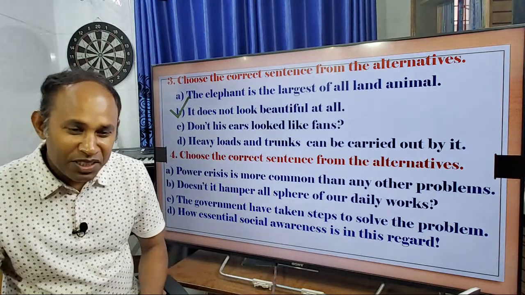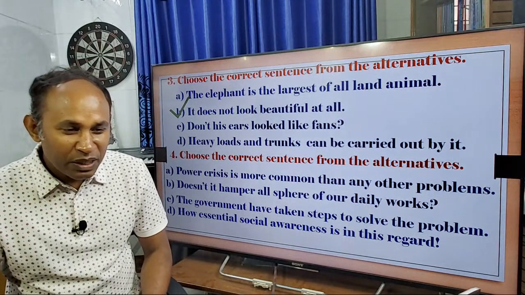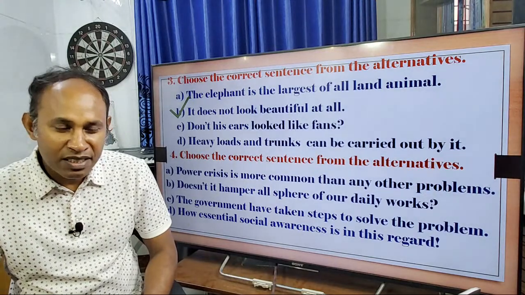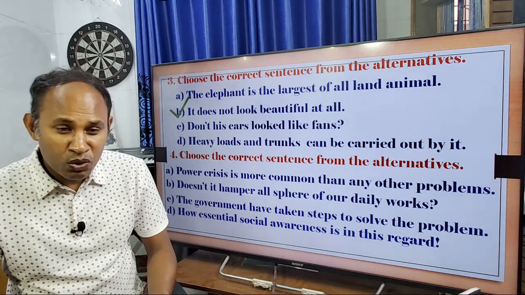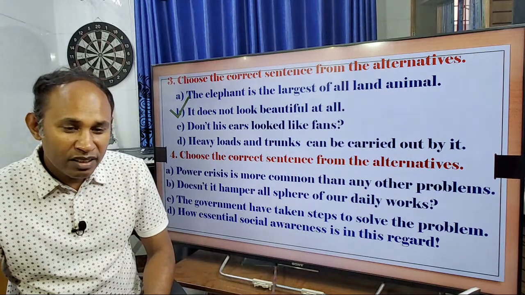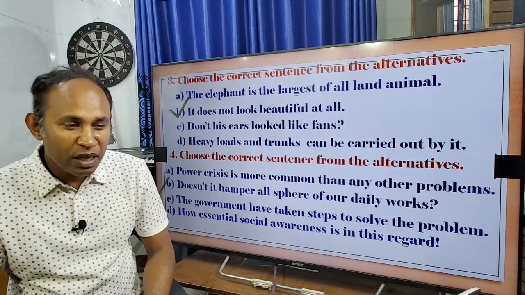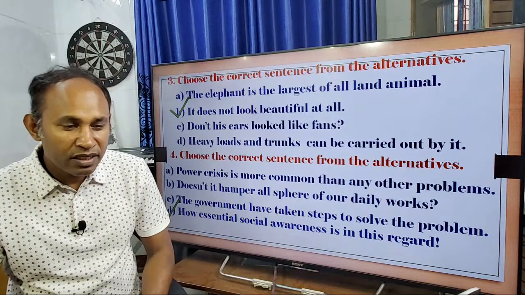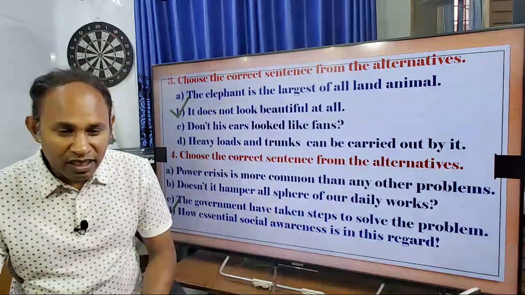You're so clever, you're taking time and writing the correct answer, most of you. You have to be very careful. A lot of good students sometimes make mistakes in these MCQ questions. But after that, I'm really so surprised that you are making the right answer. You are writing the correct answer, almost all of you. So thank you. And your answer is absolutely right. Great, congratulations. And that's how essential social awareness is in this regard, is the right answer.